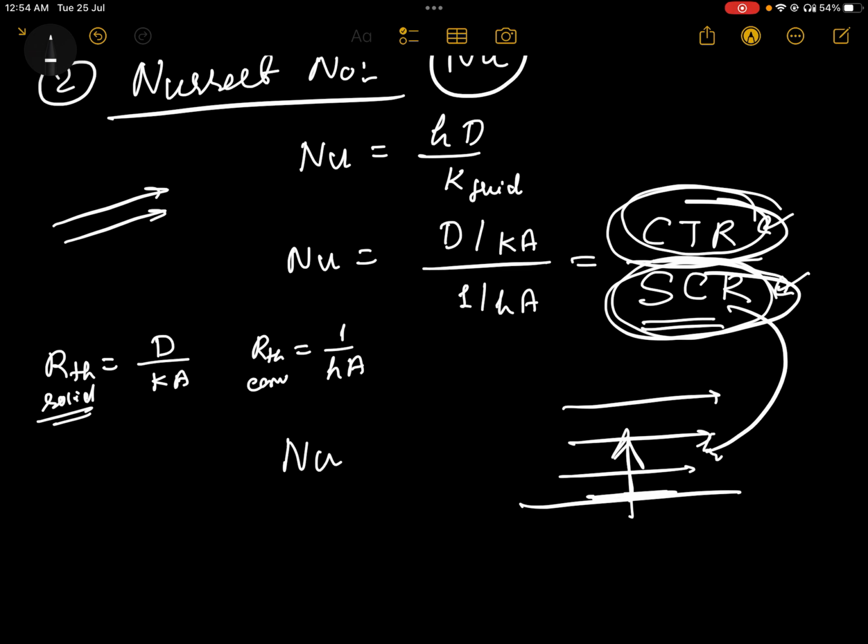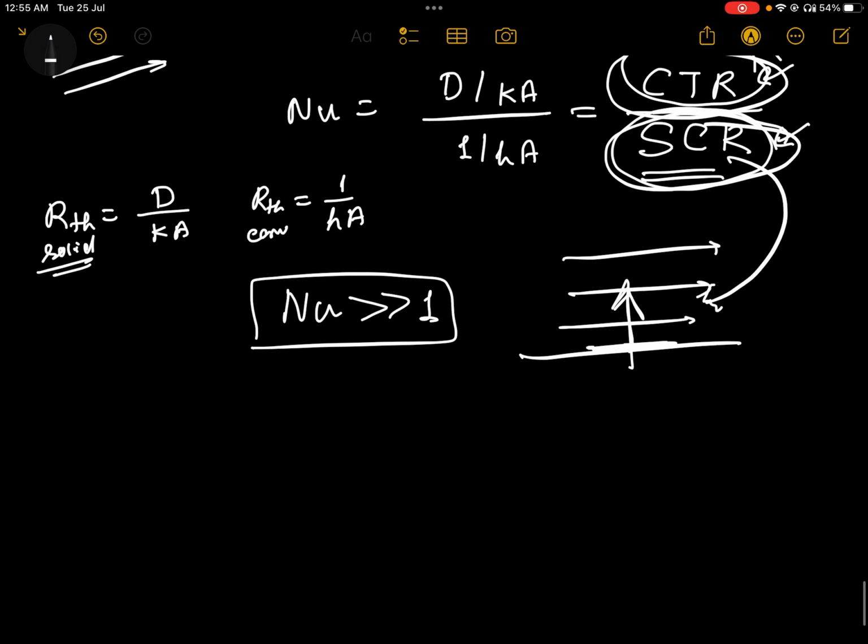And if we talk about the resistance, the conduction resistance with respect to the fluid will be very less. But in the case of the solid, the conduction resistance will be more. So that's why we are getting that the Nusselt number will be greater than 1, because the conduction resistance is more for the fluids. That's the funda.